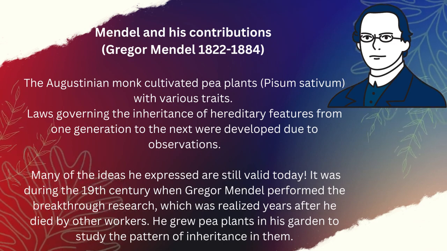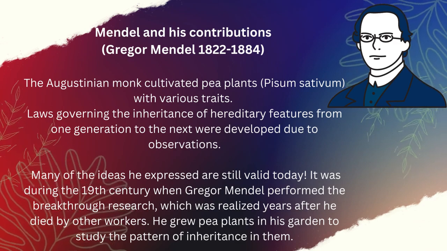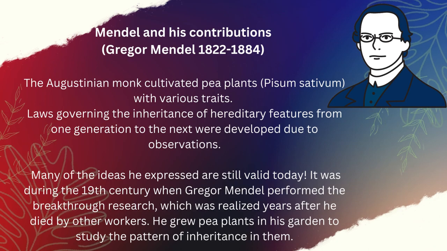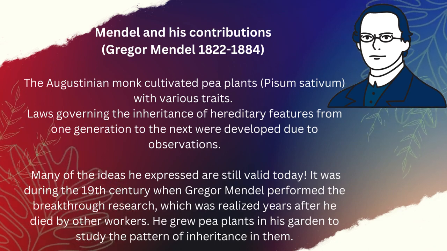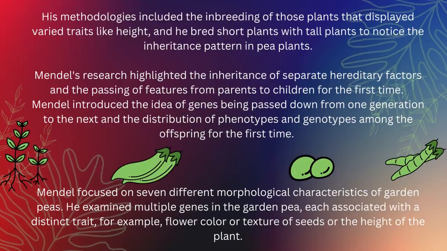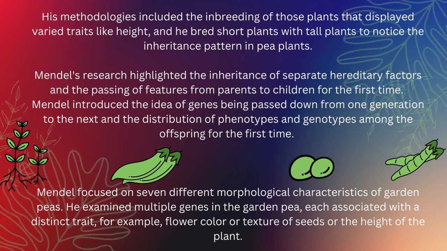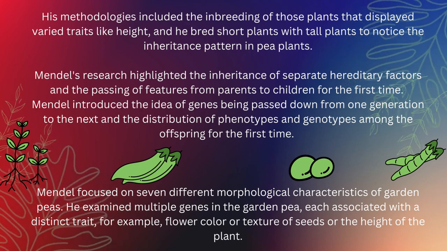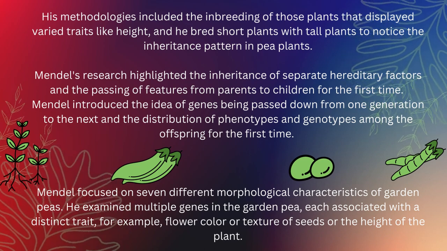It was actually during the 19th century when Gregor Mendel performed the breakthrough research, which was realized years after he passed away by some other workers. He grew pea plants in his garden to study the pattern of inheritance in them. His methodologies included the inbreeding of those plants that displayed varied traits, including height, and he bred the short plants with the tall plants to notice the inheritance pattern in pea plants.